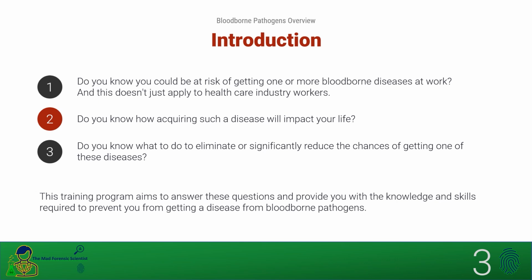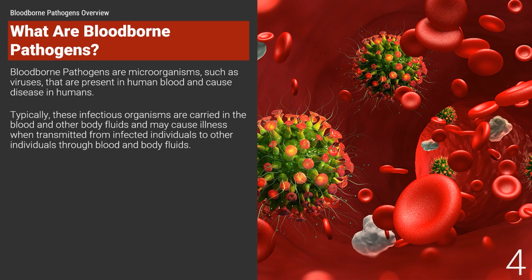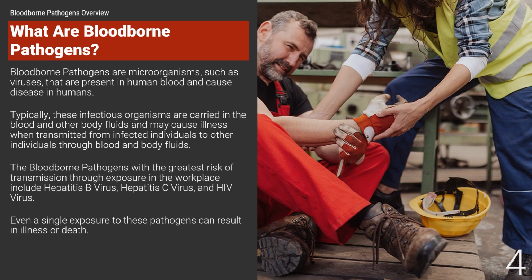What are bloodborne pathogens? These are microorganisms such as viruses that are present in human blood and cause disease in humans. Typically, these infectious organisms are carried in the blood and other body fluids, and they may cause illness when transferred from infected individuals to another individual through blood or other body fluids. The bloodborne pathogens with the greatest risk of transmission through exposure in the workplace include hepatitis B, hepatitis C, and HIV. Even a single exposure to these pathogens can result in illness or death.